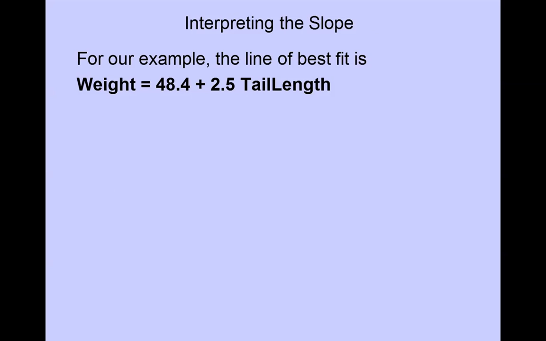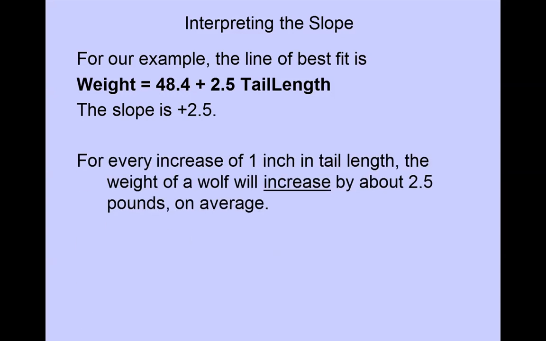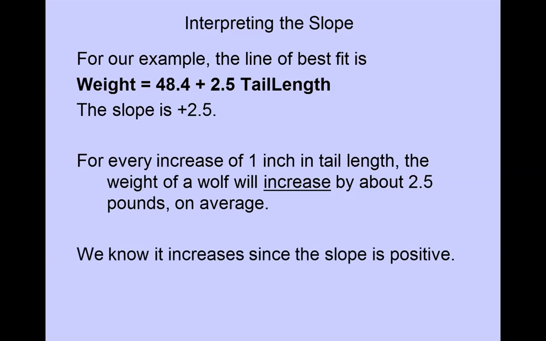Now, interpreting the slope. For our example, again, the line of best fit was weight equals 48.4 plus 2.5 times tail length. The slope is the number multiplied by the predictor variable. So the slope is that positive 2.5. What this means is for every increase of 1 inch in tail length, the weight of a wolf will increase by about 2.5 pounds on average. We know it increases because the slope is positive.